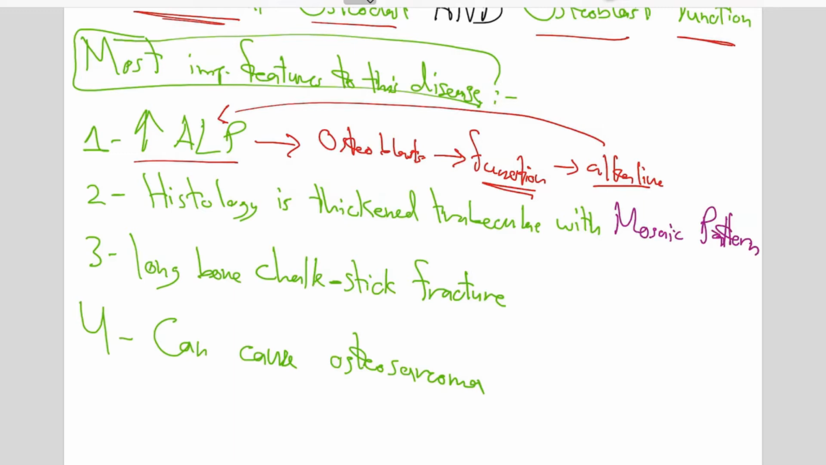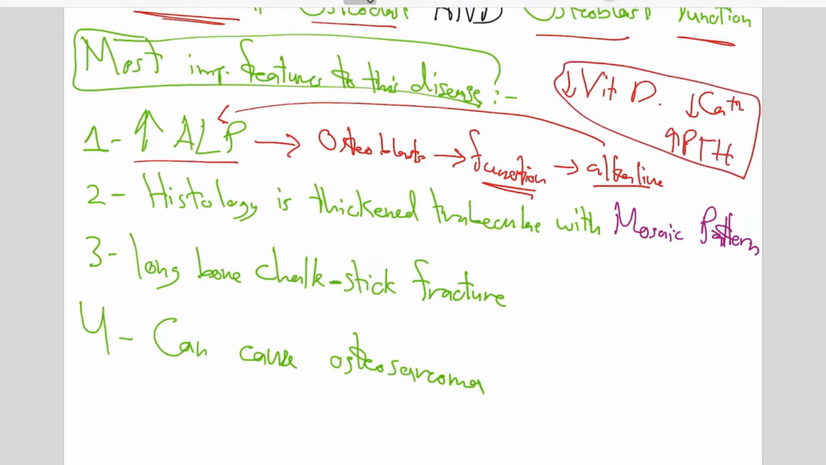But someone could ask, Rashid, don't we find that in osteomalacia as well? But let me tell you, in osteomalacia, we also find vitamin D decreased. We also see calcium decreased. We also see PTH is high. While in Paget's, you don't see these things, right? So right now, you can actually differentiate between the two diseases. And this is what we call differential diagnosis.